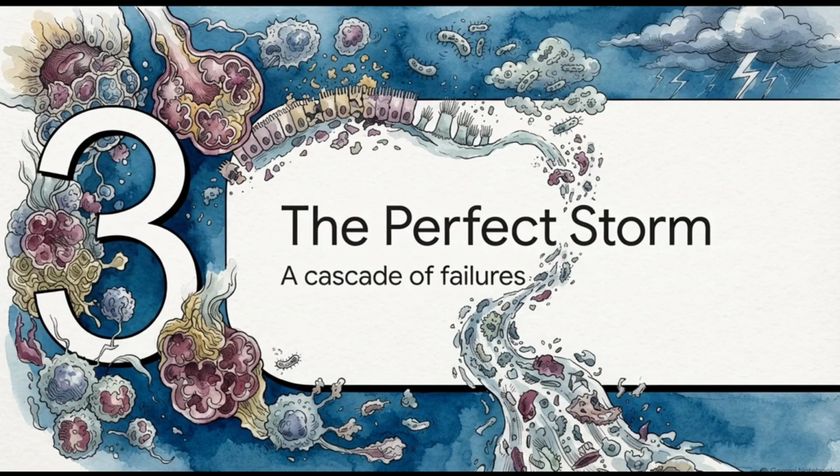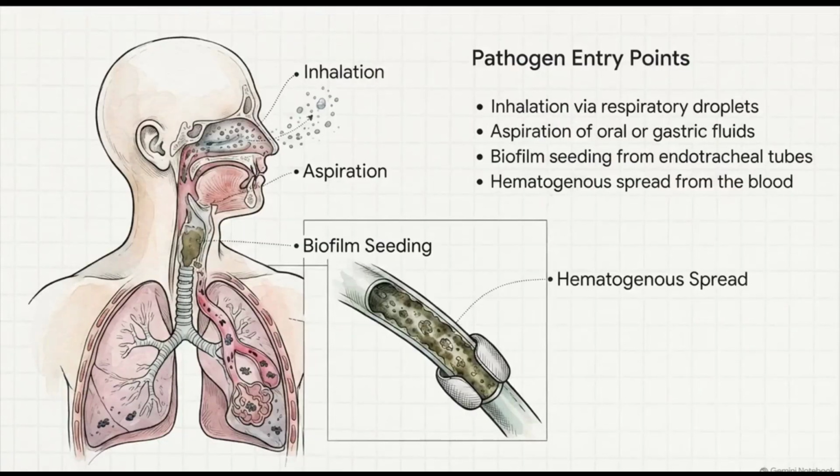This is all about a cascade of failures. So here's the real secret about pneumonia. Just being exposed to a pathogen, that rarely causes the disease on its own. A whole cascade of internal failures has to happen first. Step 1. Obviously, the pathogen has to actually enter the lungs. Inhalation of respiratory droplets is super common, but aspiration is actually a massive culprit here.